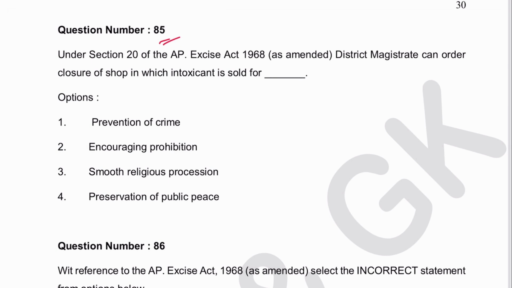Next, 85. Under section 20 of AP Excise Act, district magistrate can order closure of shop in which intoxicant is sold for prevention of crime, encouraging prohibition, for preservation of public peace. 4 is the answer. These are all usually included anyway. Option 4 is particularly mentioned in section 20. So 4 is the answer.